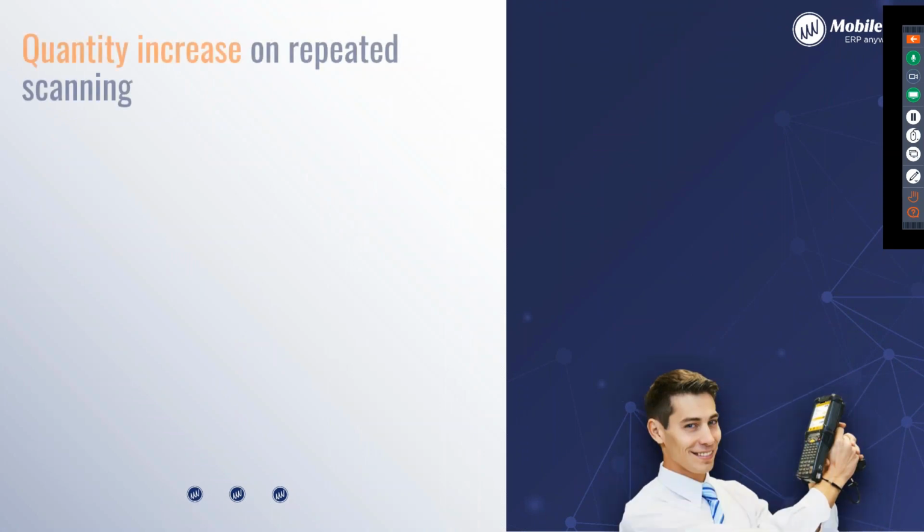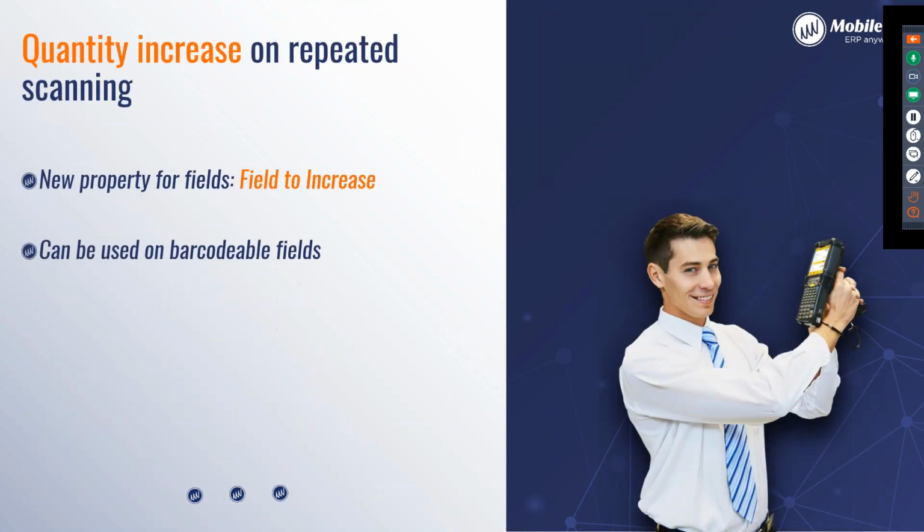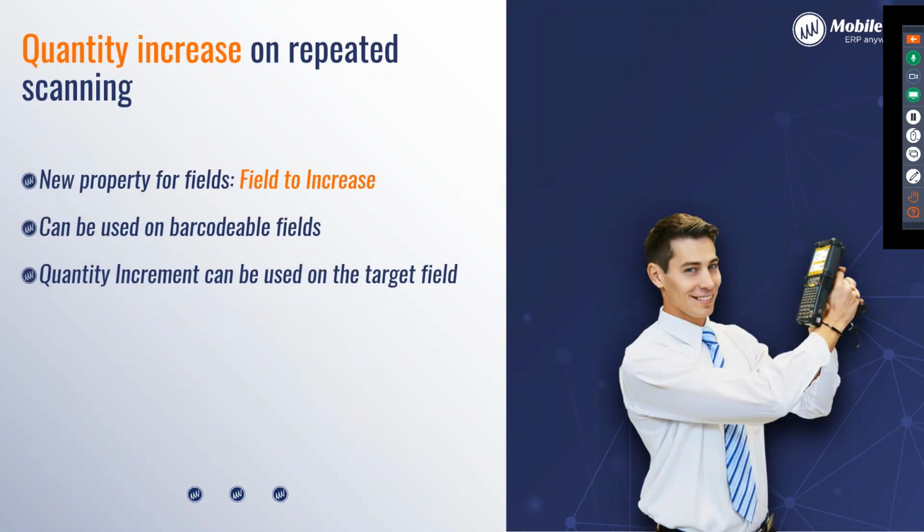Okay, next feature. Quantity increase on repeated scanning. That has also been requested by partners many times because that's a normal requirement: if you have barcode scanners and you have barcodes for the items or item cross references, then at certain stages you want to count. So you want to count and increase the quantity by one or by any increment when you scan the barcode many times.